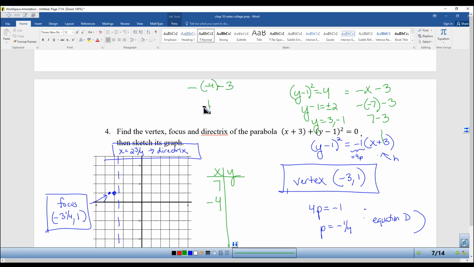Positive 4 minus 3 is 1. So like I said, don't forget that people jump to 4 in bigger numbers, but if you can make it equal to 1, that's usually going to be your best bet. So when I square root both sides, I get plus or minus 1. So when I add 1, I either get 2 or 0.